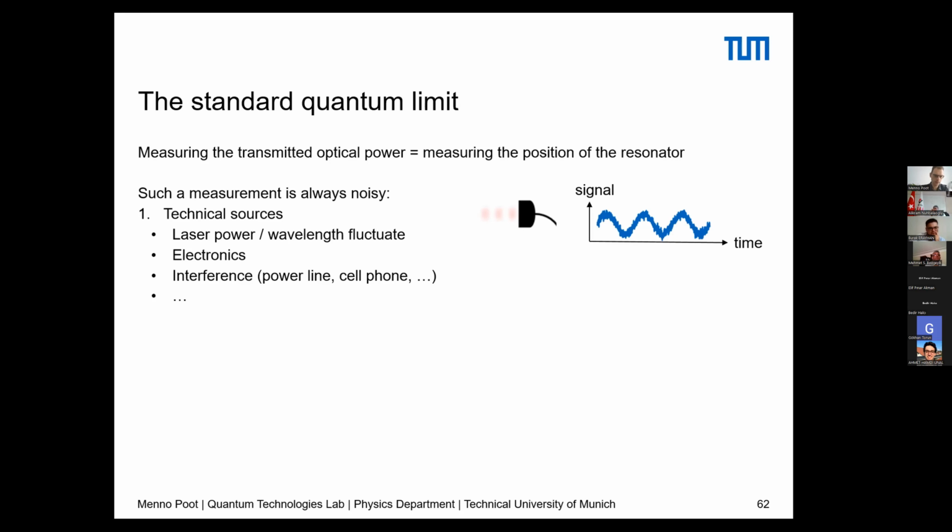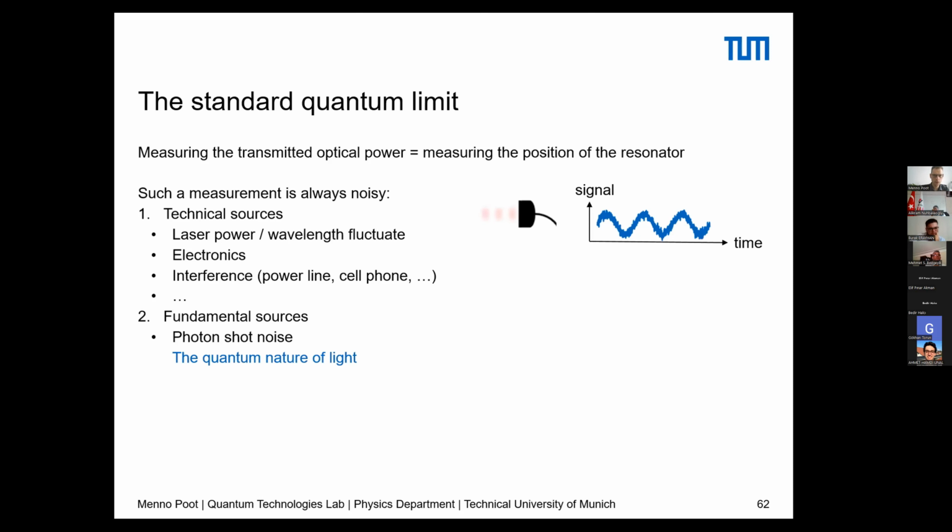And usually when you spend a lot of effort in the lab to try to optimize and shield and stabilize things, you can usually get rid of them. However, there's also more fundamental sources. And in this case, we have to talk about the photon shot noise, which is really the quantum nature of light.